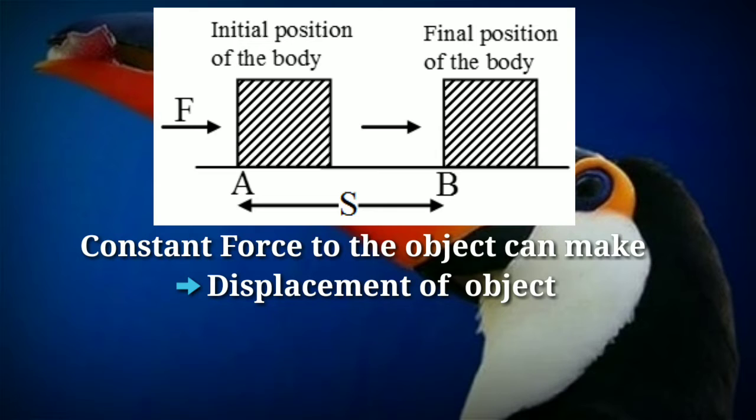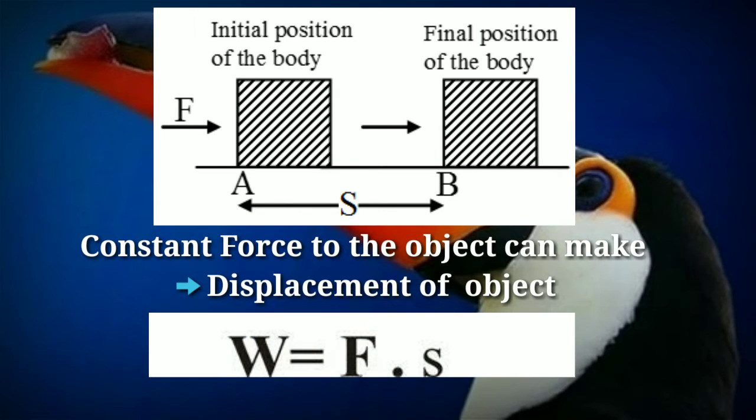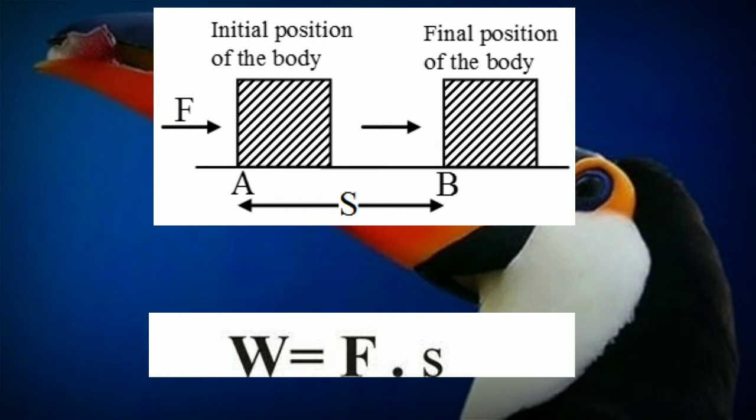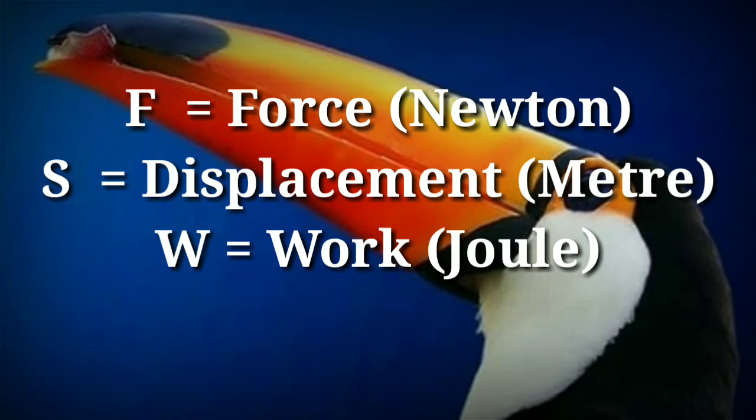work W made by that force is stated by W = F times S, where work is symbolized by W, F is force, and S is displacement. The unit of work is joule, force is Newton, and displacement is meter.